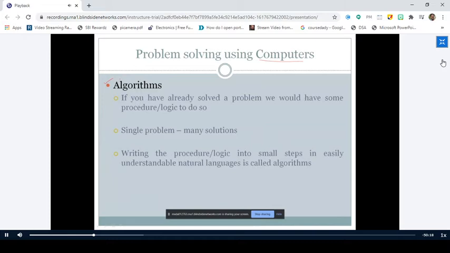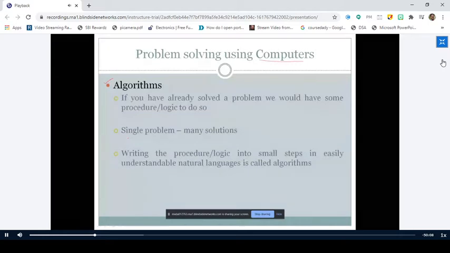So we have seen a lot of terminology before this problem solving also. How we are going to solve these problems using computers, right? The first thing is algorithm. We know very well what an algorithm is. An algorithm is nothing but a step-by-step procedure to solve a problem. It's called an algorithm, right?